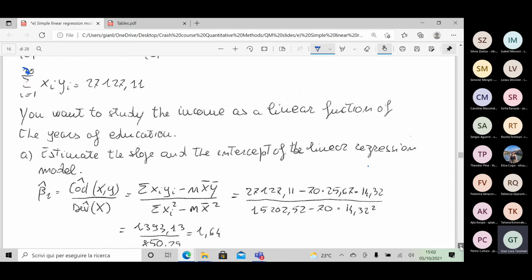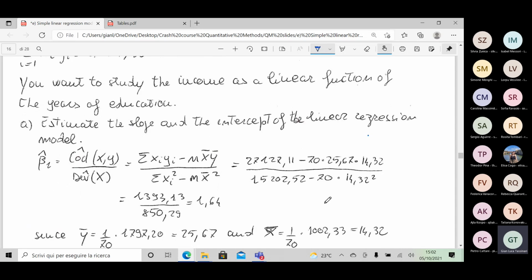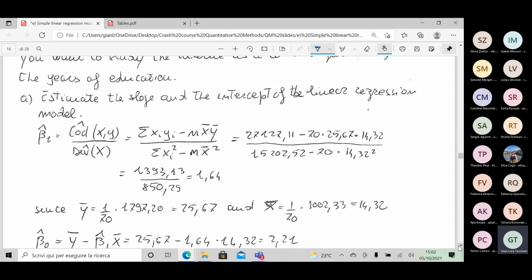So you see here I reported the formulas. Below, before doing the computation, I told you that we need to compute x bar and y bar. So y bar is the sum of the yi divided by the dimension of the sample, which is 70. X bar is the sum of the xi, we have it, divided by 70. So these are the sample averages. So we can substitute here in the formula the sum that we have above, minus 70 times x bar, which is reported here, times y bar, which is reported here, and this numerator is the codeviance of xy.